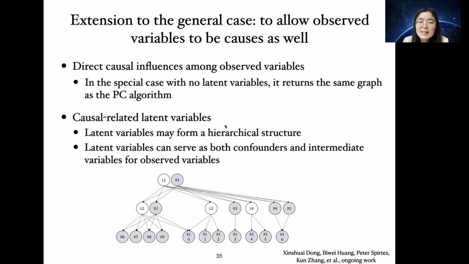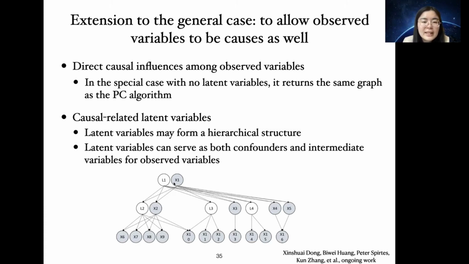In practice, it's hard to say. It may be the case that we have direct causal influences both between the latent variables and between the latent and observed variables. So this work provides a very general framework for causal discovery in general cases. And in the special case with no latent variables, we just return the same graph as the PC algorithm, which is designed for observed variables.